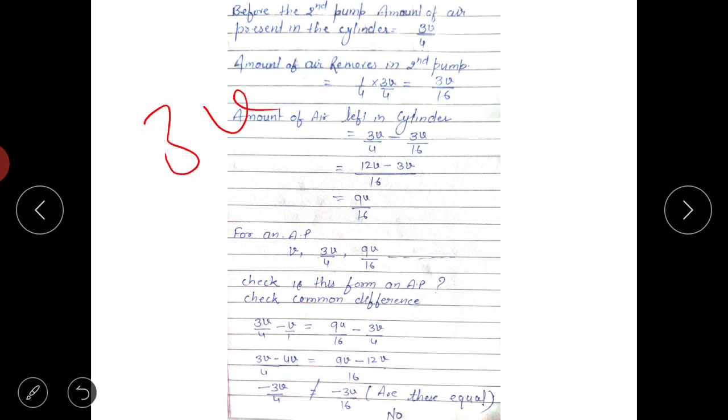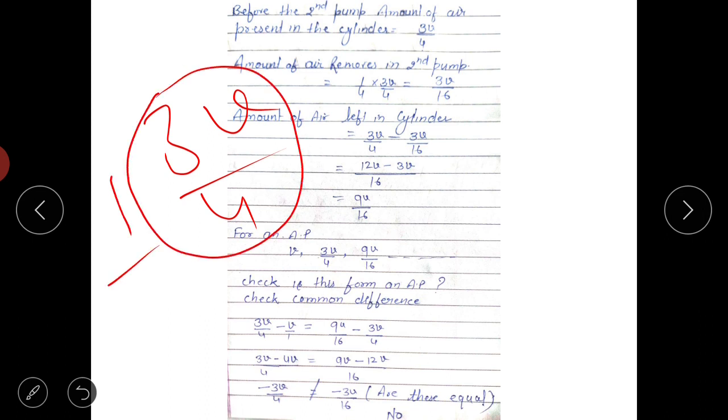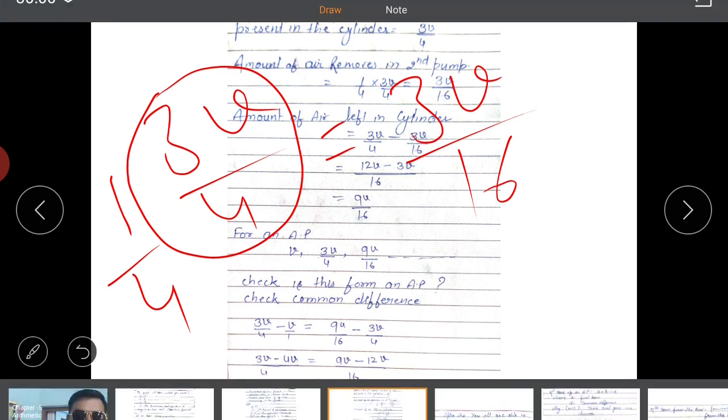3V by 4. Before the second pump out, the amount of air removed in the second pump is 1/4 of the amount present. This is already present, and then 1/4 of this, so we can say that it is 3V upon 16. Yes or no?